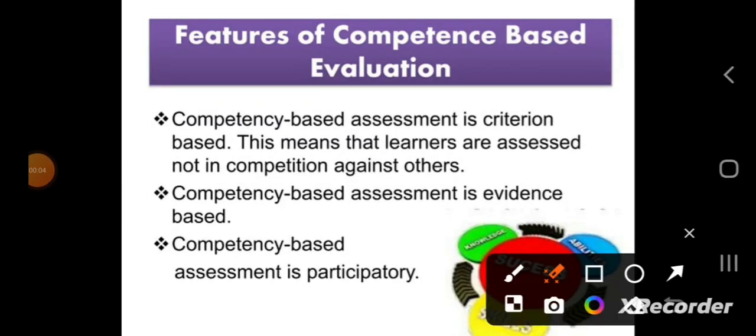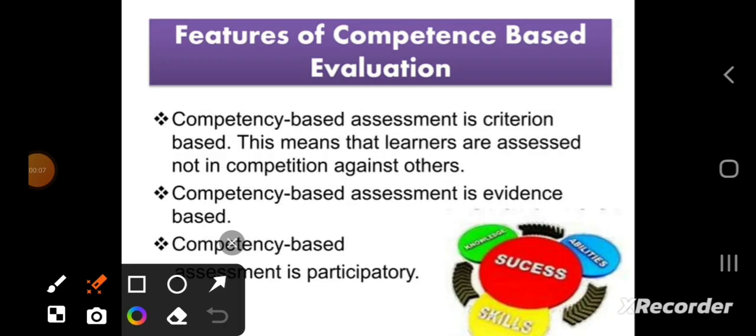Features of competency-based evaluation. Competency-based assessment is criterion-based. This means that learners are assessed not in competition against others. Criterion-based assessment. Competency-based evaluation focuses on specific criteria or standards that define what a learner must know and be able to do. Learners are assessed based on their own achievements and mastery of competencies, rather than in competition with their peers. This approach promotes a personalized learning experience.